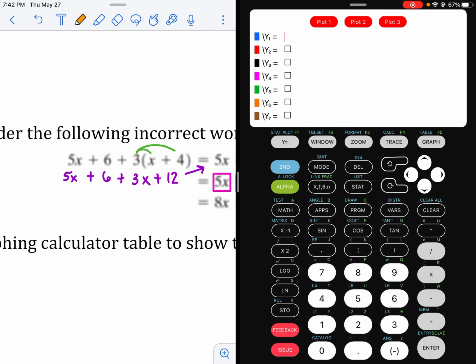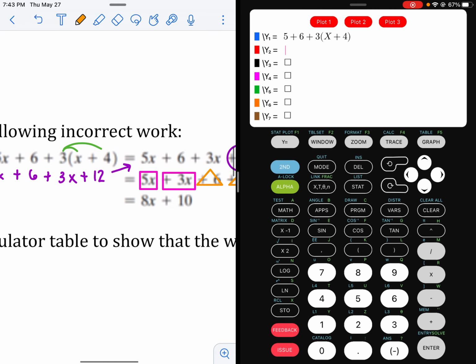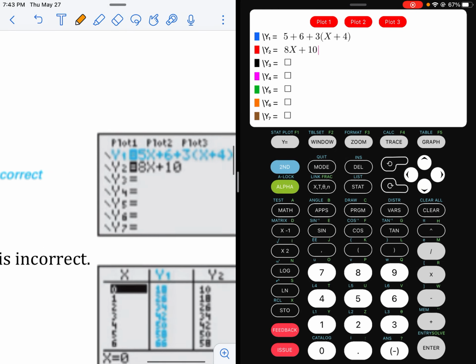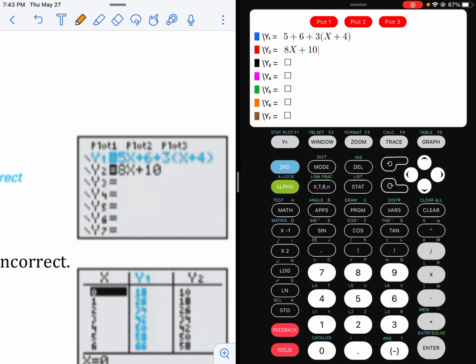Okay, there we go. And so I'm going to type in 5x plus 6 plus 3 times parenthesis x plus 4. And then in the next one, I'm going to use the down arrow to get to y2. I'm going to type in what they are saying their simplified answer is, the 8x plus 10. And that's what this box over here is saying. Those should match up. We should look like the same. And it shows me that I definitely made an error. I forgot to put an x with the 5, so I'm glad that I checked that.